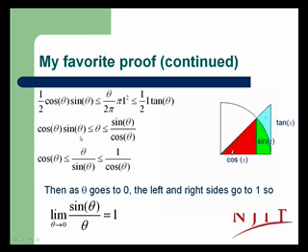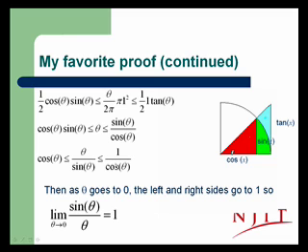I note that in dividing by sine theta, I'm assuming theta is positive and between 0 and pi over 2. That's all that we'll need here for our consideration. Now we could let theta go to 0. The left side, cosine of 0, well, that's 1. The right side becomes 1 over 1.